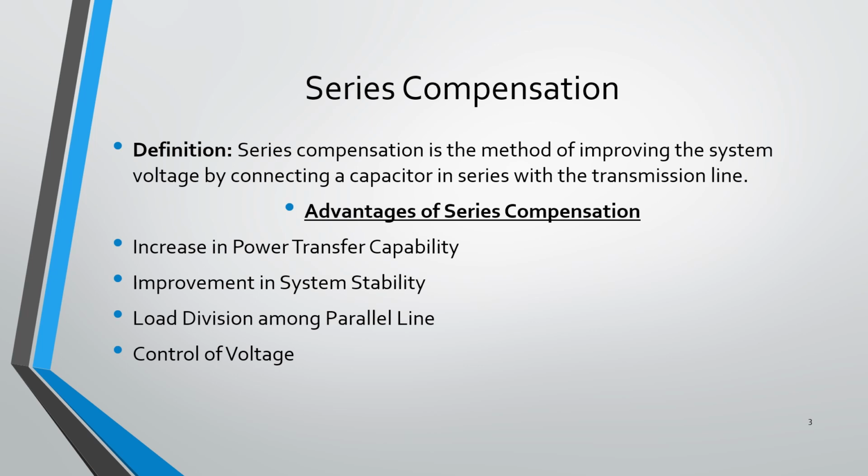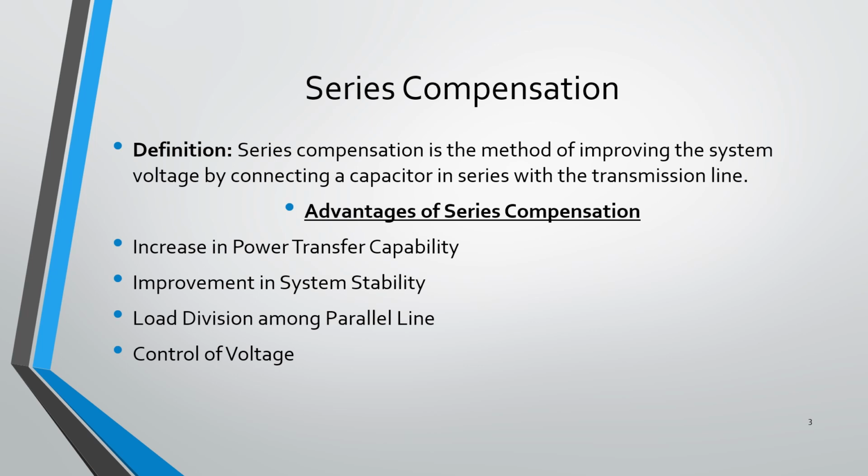Whenever a new line with large power transfer capability is paralleled with an already existing line, it is difficult to load the new line without overloading the old line. In such cases, series compensation reduces the series reactances, and proper load division among parallel circuits can be done easily. Load division increases the power transfer capability of the system and reduces the losses.